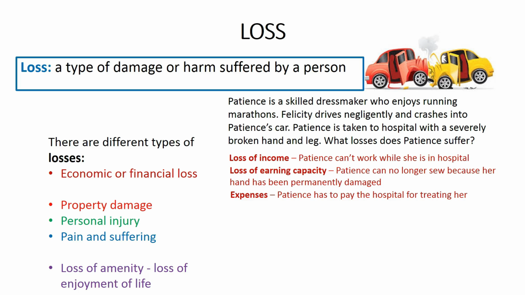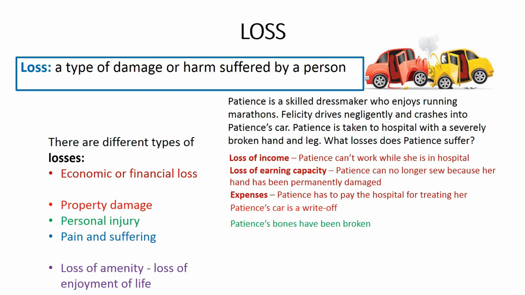This is another kind of economic or financial loss that Patience has suffered because she's had to spend money paying her hospital bills. The second type of loss that Patience has suffered is property damage. Patience's car has been so badly damaged that it's a write-off, so Patience can no longer drive it. It's now worth nothing.